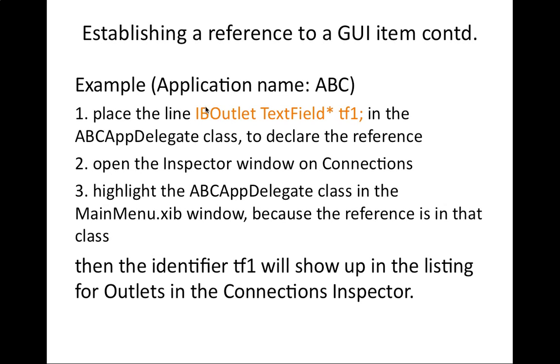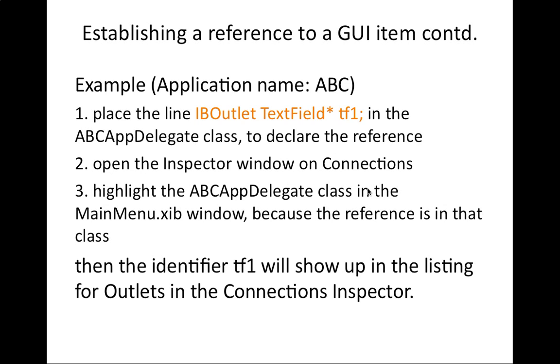So in the ABC App Delegate class, as an example, you can declare the reference, or you can drag it into the interface class of that particular object, the view controller object. Open the inspector window on the connections. The inspector window is that side window with all of the properties and things. One of the tabs is called the inspector tab. In the older versions of Xcode, it was in a different GUI, and so we actually had a window that was called inspector. Instead of a tab, it was like a window control.